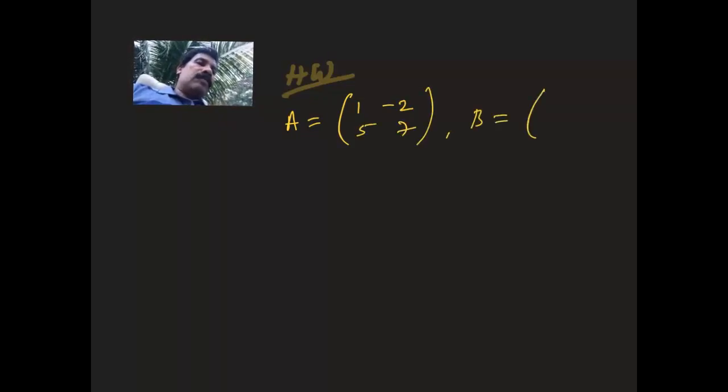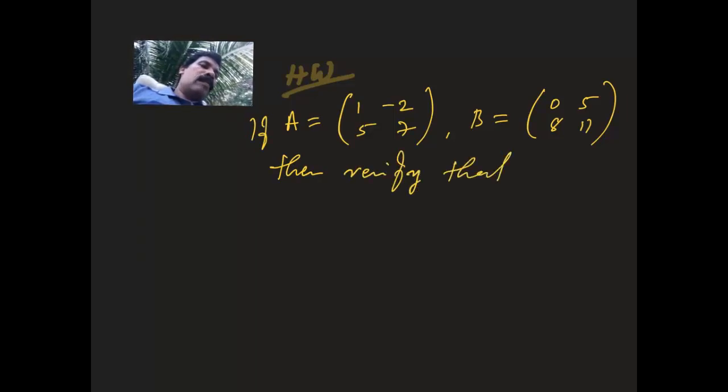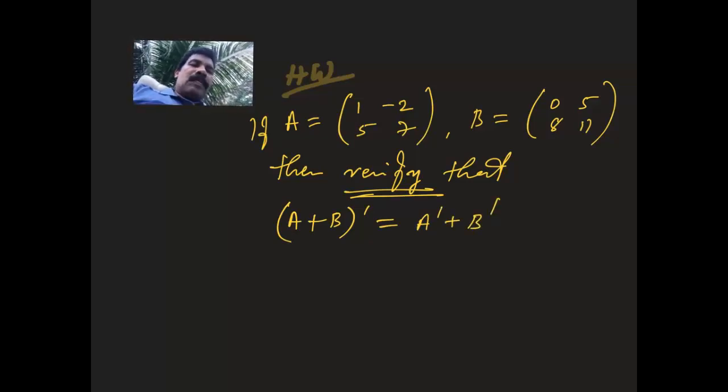Again, a small homework for you. That is very simple. If capital A is equal to the matrix 1, negative 2, 5, 7, and capital B is equal to 0, 5, 8, 11, then verify that (A plus B) whole transpose is equal to A transpose plus B transpose. That's the property we just learned. Transpose of a sum becomes sum of transposes.